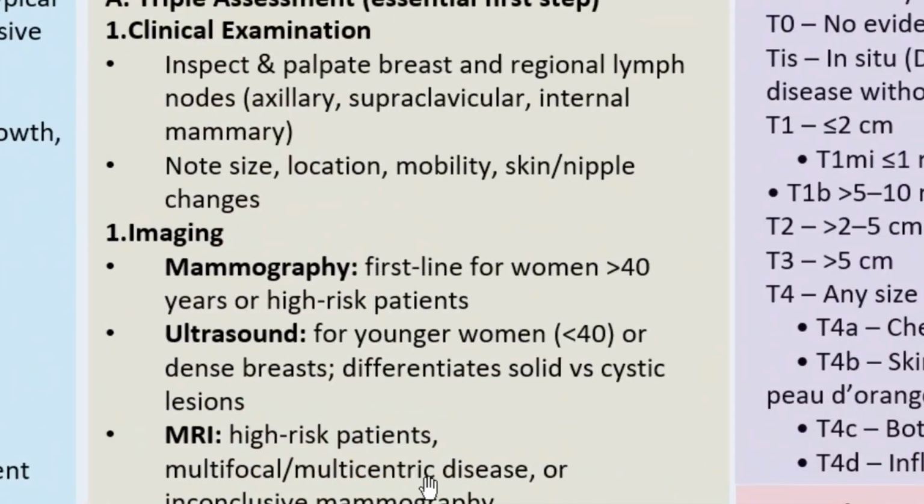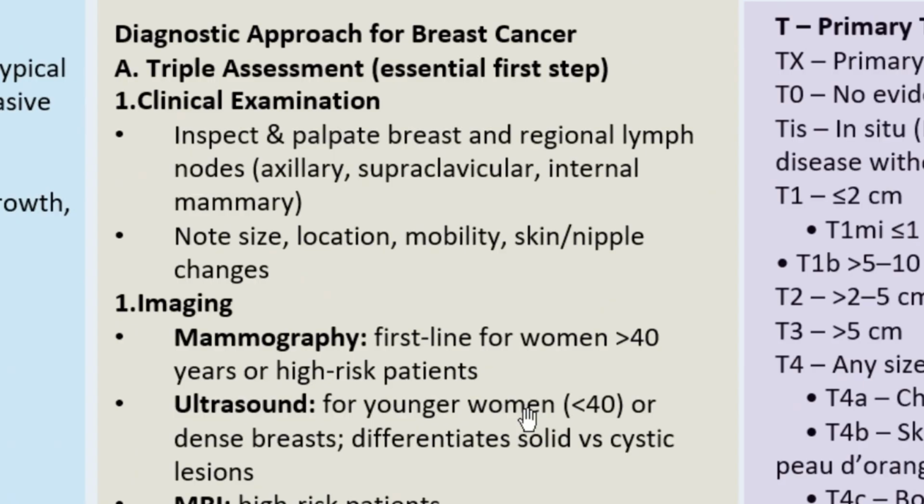So the diagnostic approach is that when we are approaching breast cancer, we are going to do the triple assessment, and this is always the essential first step. And triple assessment is going to begin with a clinical examination, then we do imaging, and then we do the histopathology or the pathological confirmation. So in the clinical examination, we want to inspect and palpate the breast and regional lymph nodes, and we want to palpate for axillary, supraclavicular, and internal mammary lymph nodes. We note the changes, the location, the mobility, and the skin changes or nipple changes.